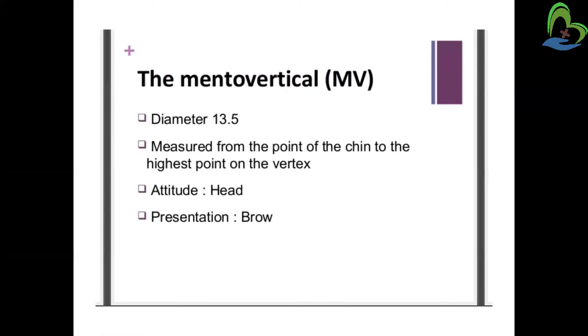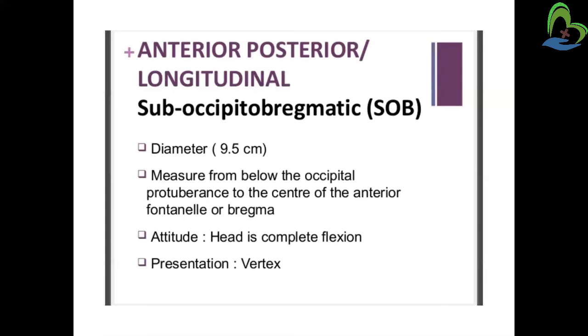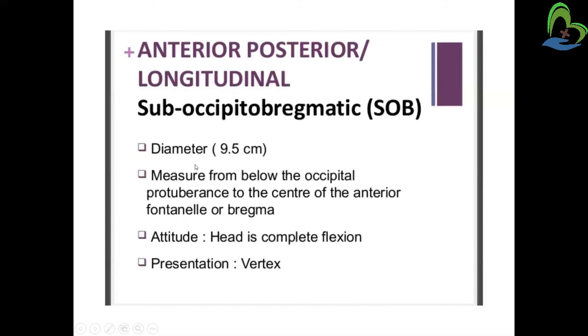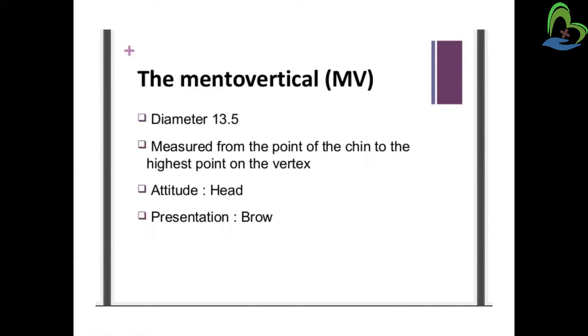Then the mentovertical. This is the longest diameter, 13.5 centimeter. It is measured from the point of the chin to the highest point of the vertex, the head. The attitude is head extended and the presentation is brow. So this diameter is known as the mentovertical. I will show you in the figure. See, this is the mentum, the chin part. So mentum to the vertex, this is 13.5 centimeter, and the presentation is brow.